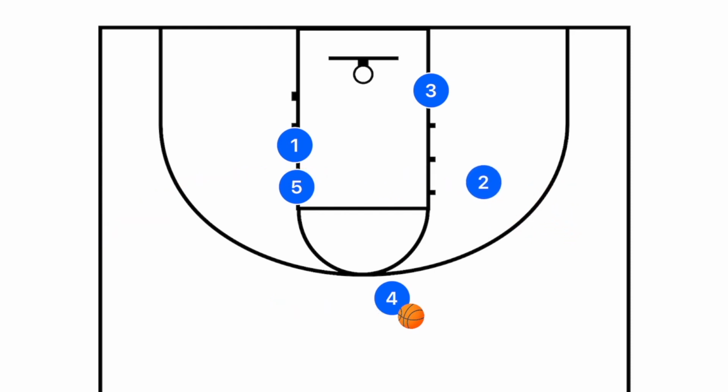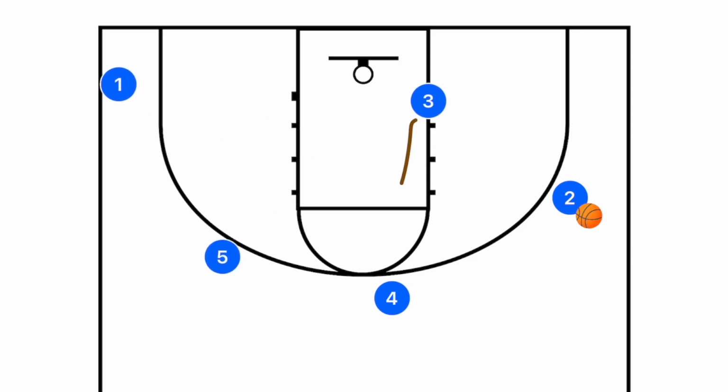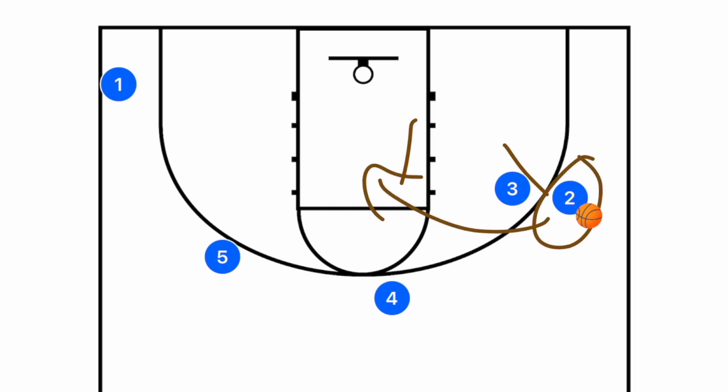The other option we can set is to have player 3 set a secondary screen for player 2, depending on where his man is going. After that happens, whether we set that screen or not, I want player 5 and 1 to clear and player 3 to set that screen if player 2 doesn't have that 3-point shot.